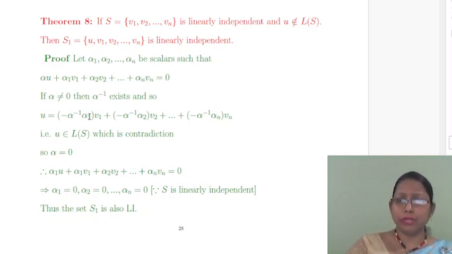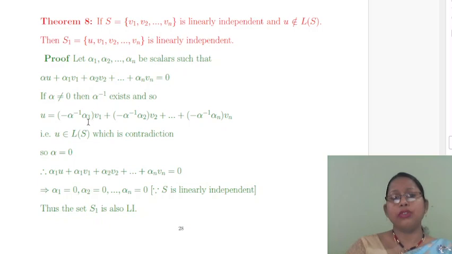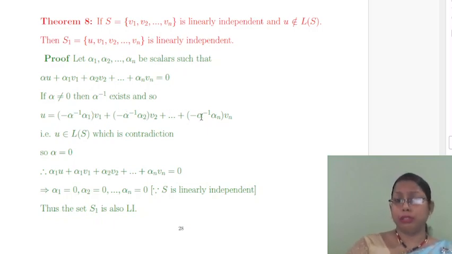So alpha inverse alpha 1 again belongs to the field, and minus of alpha inverse alpha 1 belongs to the field. So this is a scalar, and likewise, these are scalars. That means u can be written as a linear combination of the elements of the field and this set of vectors. So u belongs to the linear span of S, which is a contradiction. So alpha is not equal to 0.